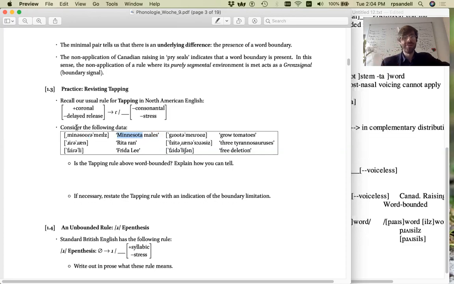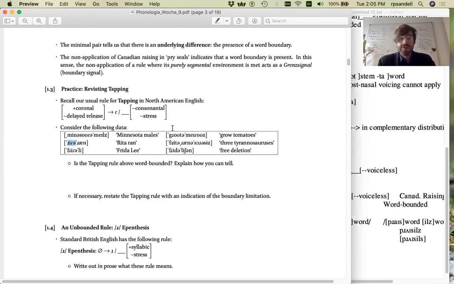You can hear that for me it's variable whether tapping can apply here. That will be part of our next topic in this lecture. So Minnesota, there the tap is applying inside the same word. The name Rita, the underlying t is able to become a tap in that case. And similarly in the name Frida, so person's first name and their last name, Frida Lee.